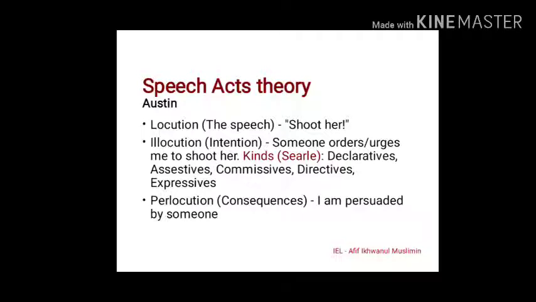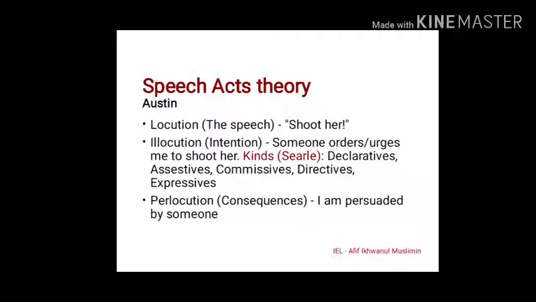I would like to mention an example. In locution, someone says, "Shoot her for me." So it means that the words "shoot" and "her" are the locution, or the speech that is said by someone to me. The illocution means that someone has the feeling, the need, or the want that someone orders or urges me to shoot her. So the perlocution means that someone wants me to do that, then the result or the consequence is that I'm persuaded by someone.